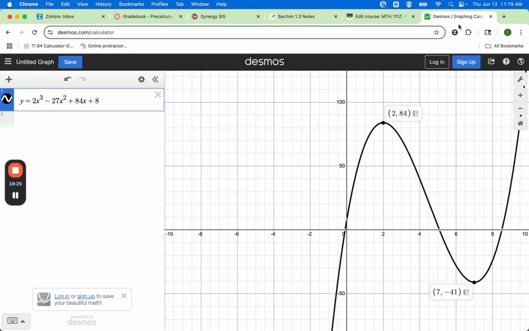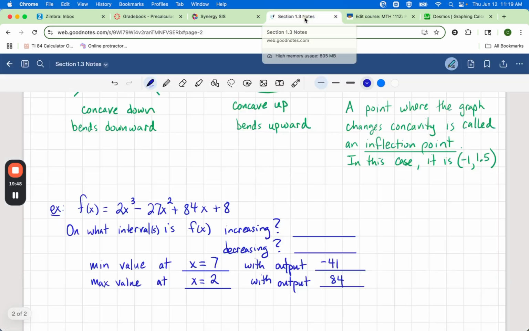All right, so we are increasing from -infinity up to 2 and from 7 to infinity, right? Does that make sense? You see where my arrow is here? I'm increasing all the way up to x equals 2. And then I'm increasing again from x equals 7 all the way to infinity. So I'm going to put those on my paper now. Go back to the paper.